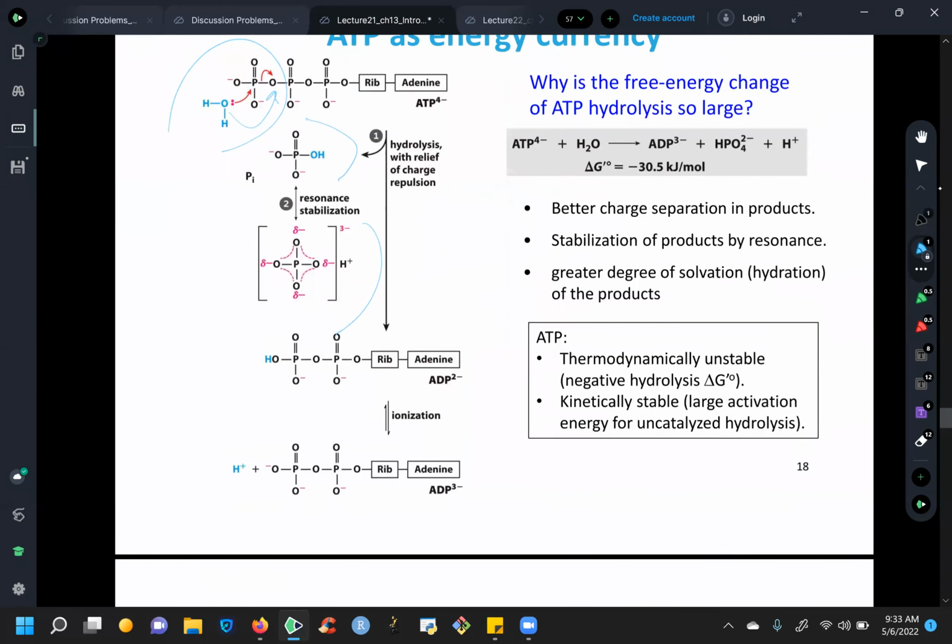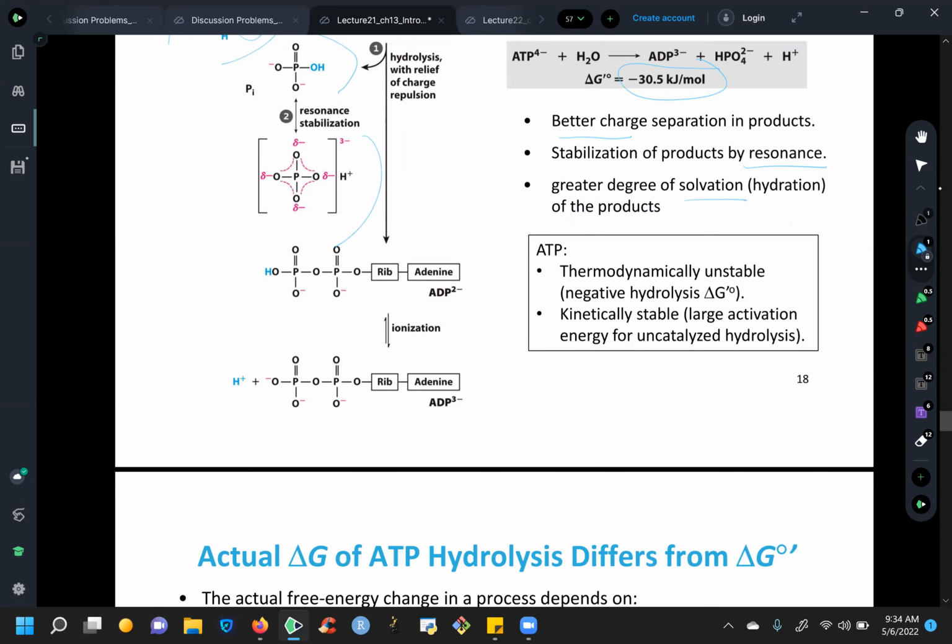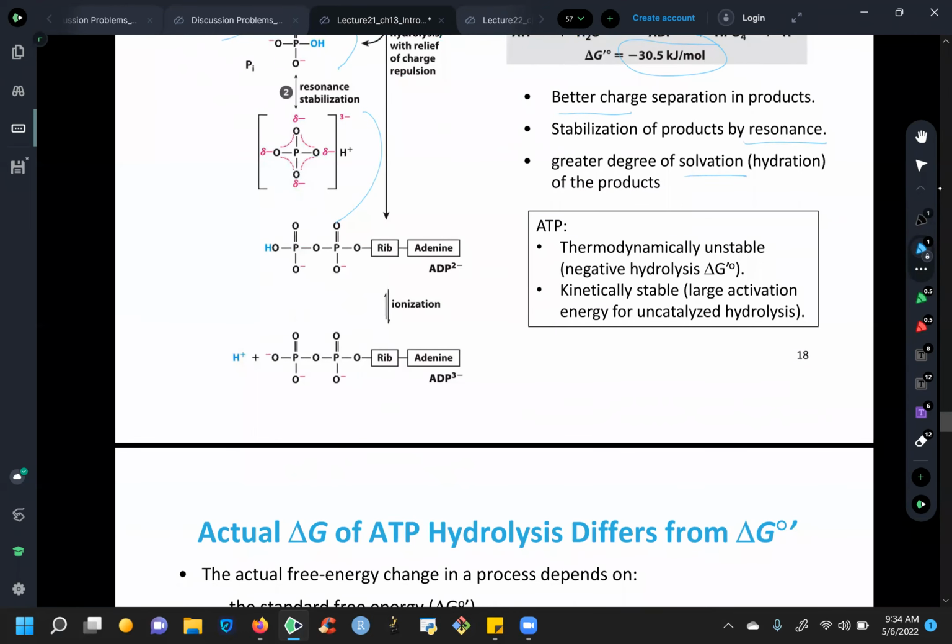Why is the free energy change of ATP hydrolysis so large? So that's a lot of energy that we can use, minus 30.5 kilojoules per mole. There's better charge separation in the products, because it's resonance stabilized. Stabilization of the products by resonance, greater degree of solvation, hydration of the products. ATP is thermodynamically unstable, negative hydrolysis, but kinetically stable, with a large activation energy for uncatalyzed hydrolysis. Okay.